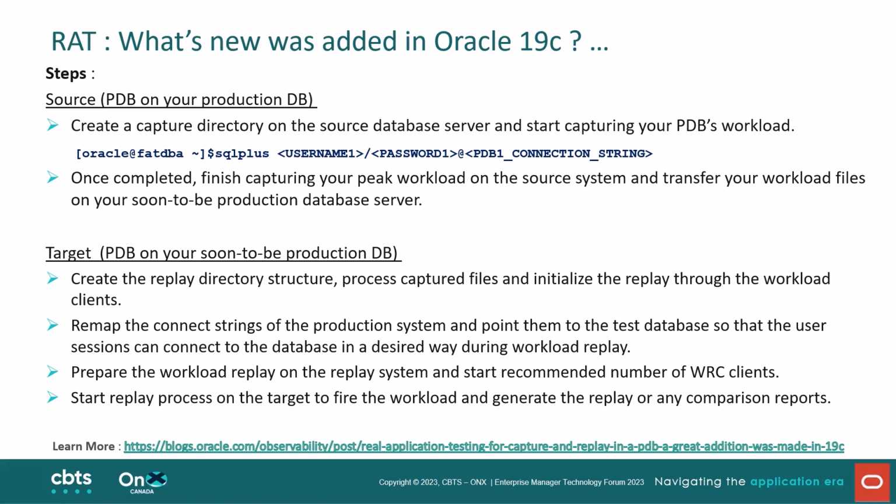Then after that, you remap the connection strings, because your workload has connection strings from your production system, and you want to point them to the target database so that the user sessions will be able to connect in your desired way during the workload replay. After that, you prepare your workload replay and then start the replay process on the target, which will start replaying that production capture workload on your target. And finally, if you want, you can generate any of the performance comparison reports between your capture and the replay.